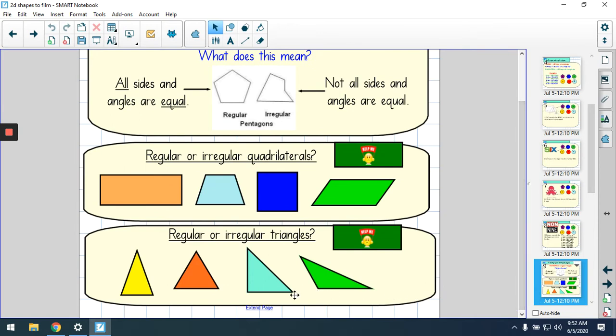Triangles. You decide, are they regular triangles or irregular triangles? This is irregular because its sides are different lengths. This is a regular triangle. Irregular triangle, irregular triangle.